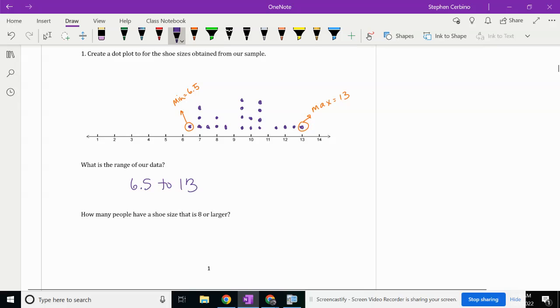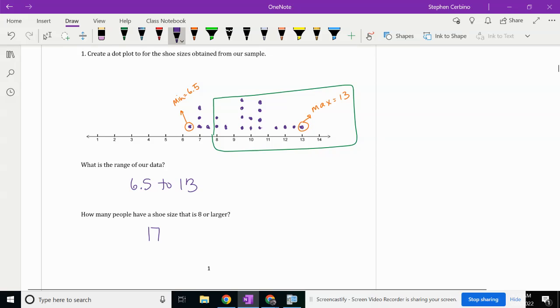It then asks us how many people have a shoe size that is 8 or larger. Looking at our data here, I'll use a different color actually. If I take a look at the box that would be representative of all of the data points that are at 8 or above, all I'm doing here is counting them. 1, 2, 3, 4, 5, 6, 7, 8, 9, 10, 11, 12, 13, 14, 15, 16, 17. There are 17 people with a shoe size of 8 or larger.